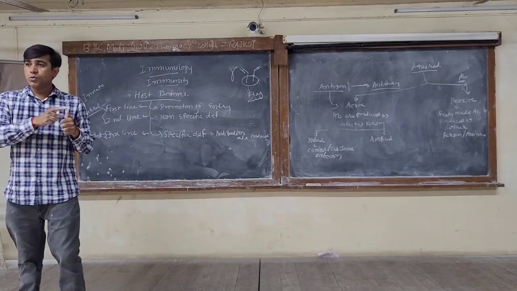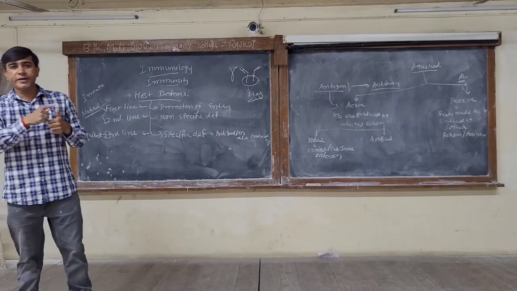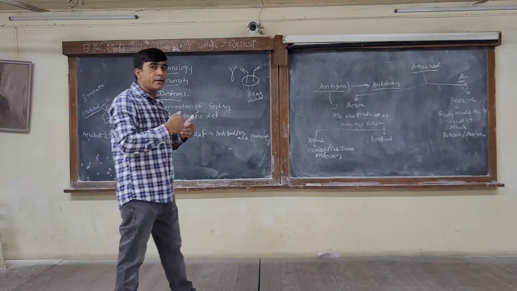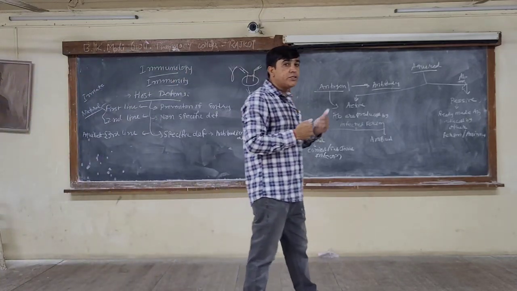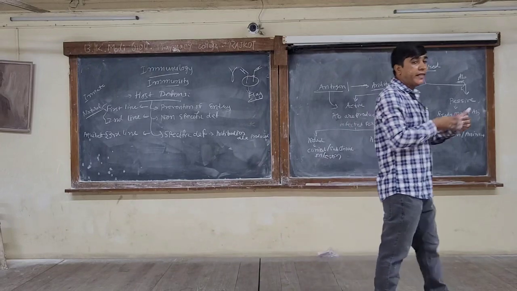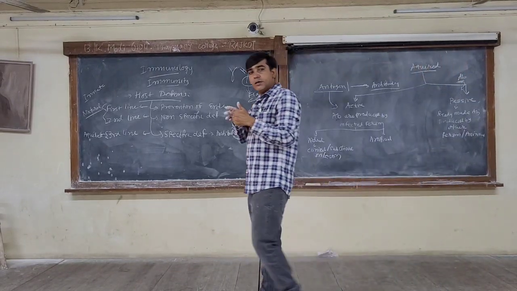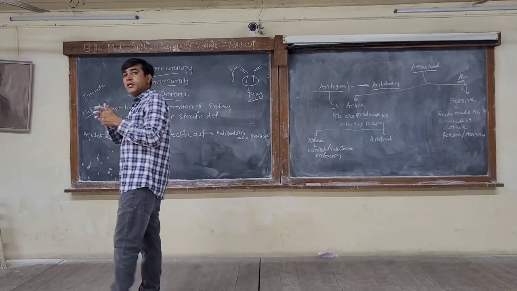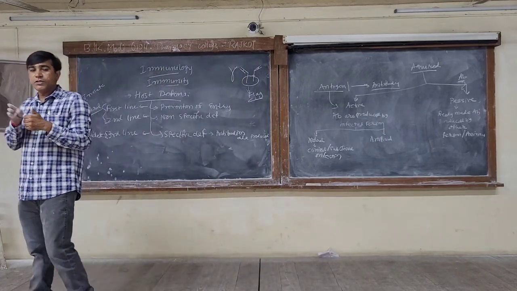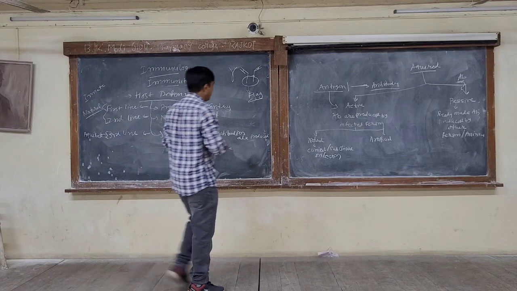Because once a person gets infected, the active immunity is triggered. Active immune response is triggered, and that produces antibodies. Along with those antibodies, the body also produces memory cells. Now these antibodies are produced by B lymphocytes.